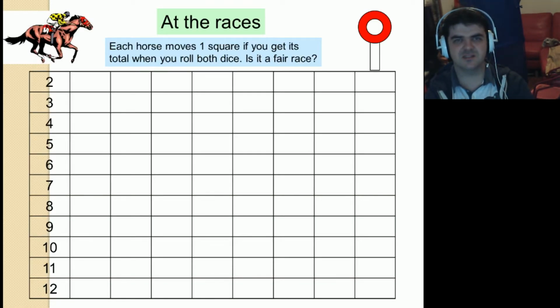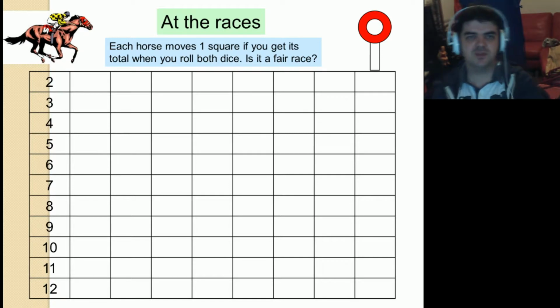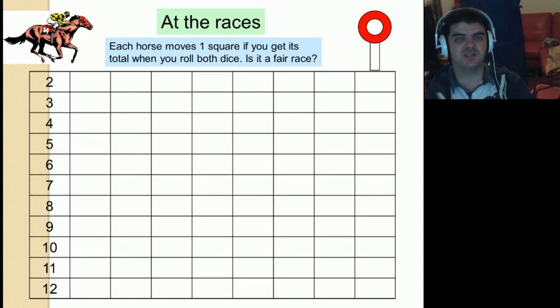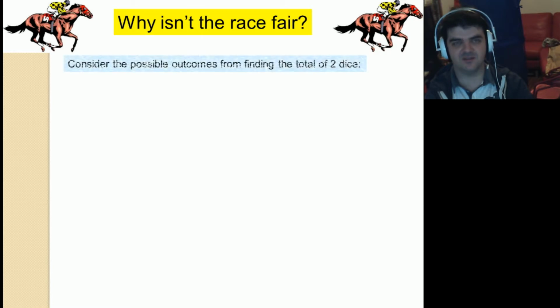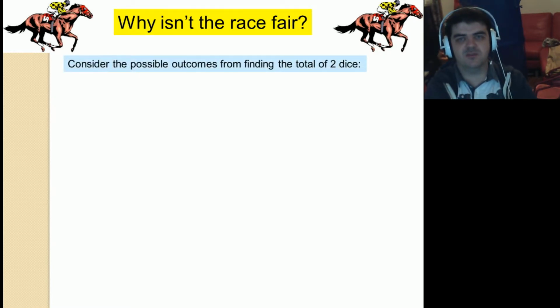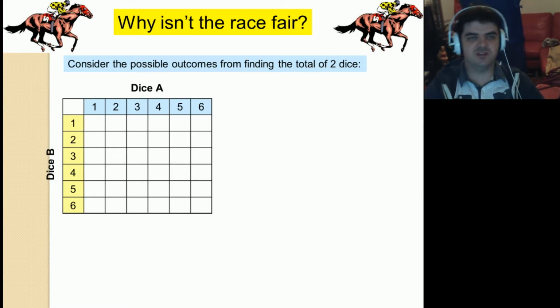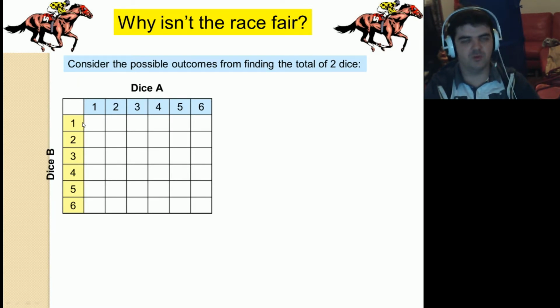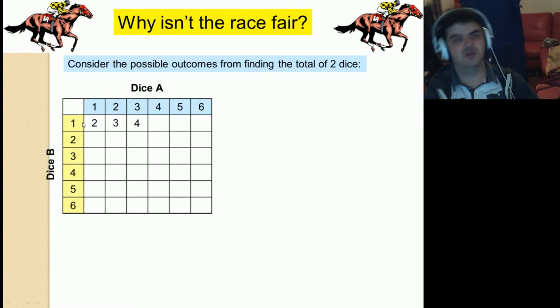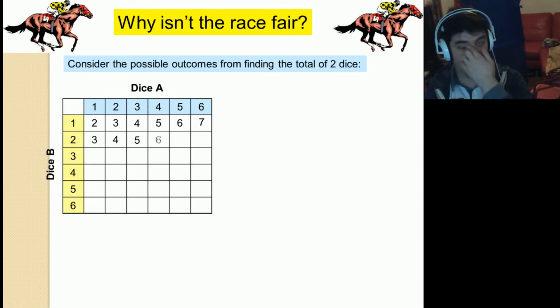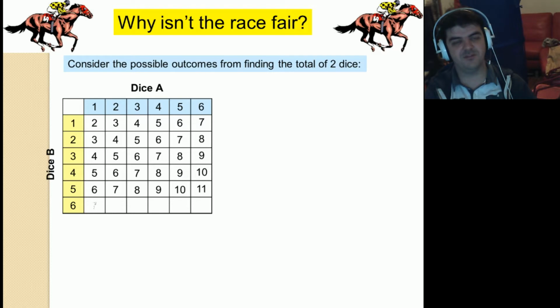Let's consider this. We're going to play a little game. Each horse moves one square if you get its total when you roll 2 dice. Is it a fair race? It's not a fair race. Why isn't it fair? Well, consider the possible outcomes from finding the total of 2 dice. And what I'm going to do is use a table for this. So we're going to write down what you would get if you roll a 1 and a 1. If you roll a 1 and 1, you get a 2. If you roll a 1 and 2, you get 3. 1 and 3, you get 4. 1 and 4, you get 5, etc. Similarly, a 2 and a 1 would look like that, and your table will be filled out as such.